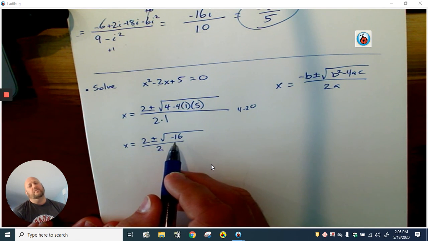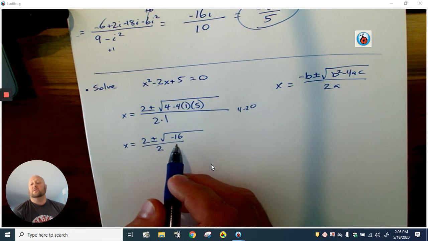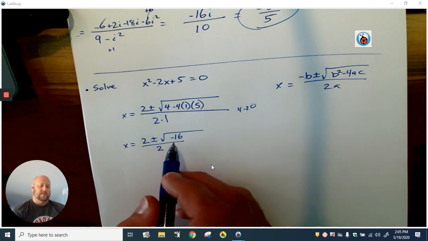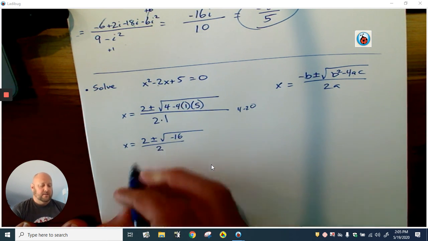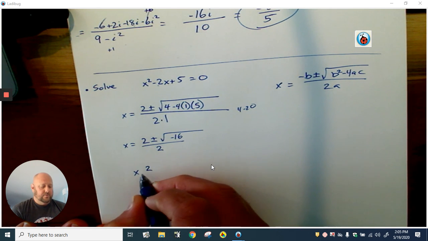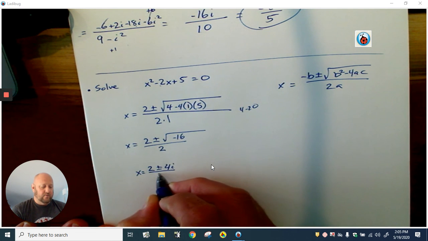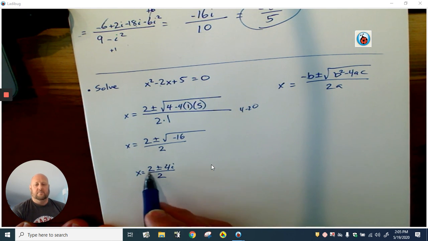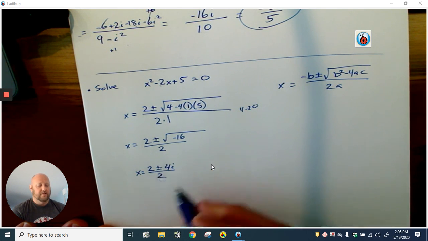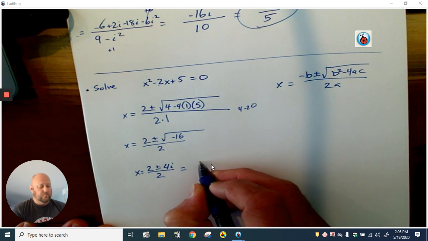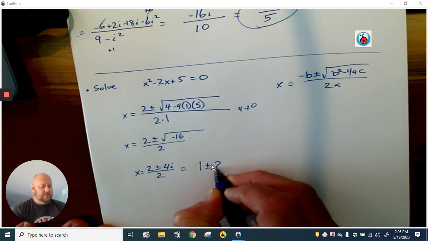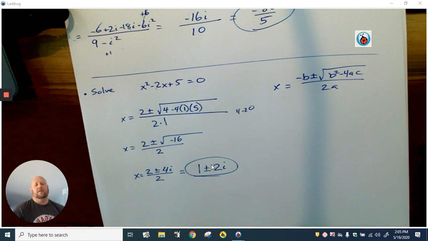Now, before, if we saw that, we'd just say no solution, and actually there's no real solution. There are imaginary solutions, because this would be the same thing as 2 plus and minus 4i over 2. And yes, because both of these numbers can be divided by 2, that is the same thing as 1 plus and minus 2i. So that would be our solutions to those, okay?